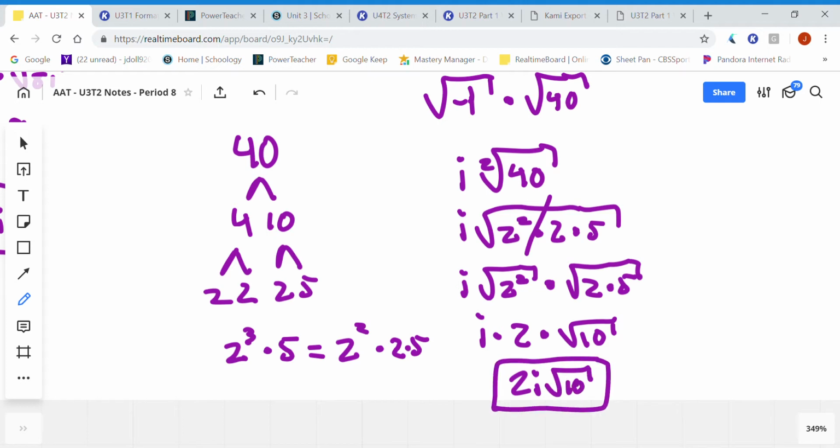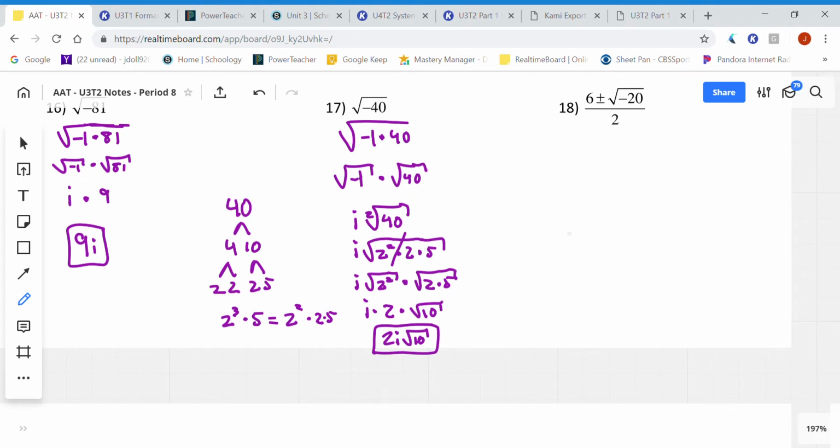All right, there's a lot going on in that example there. Simplifying the square root of 40 is its own beast. So if all of this work here is something we need to talk about, please make sure you ask a question.